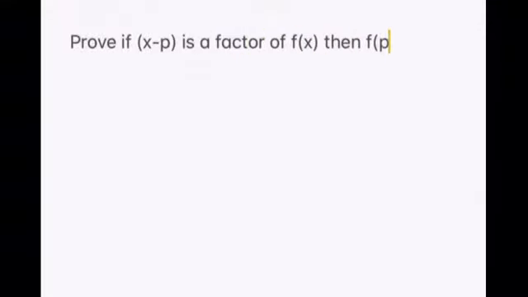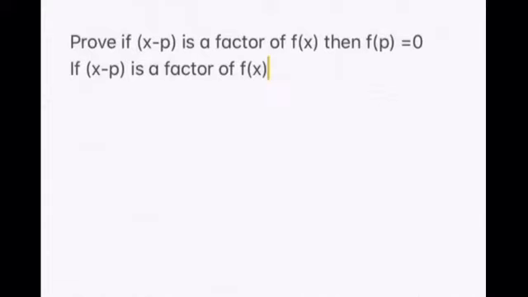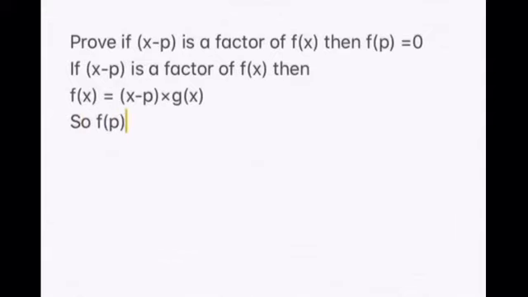And let's look at a proof of this theorem. In order to prove that if x minus p is a factor of f of x, then f of p equals 0, we know that g of x is a polynomial expression, and we know that x minus p is a factor of f of x. Therefore, f of x would equal x minus p multiplied by g of x.